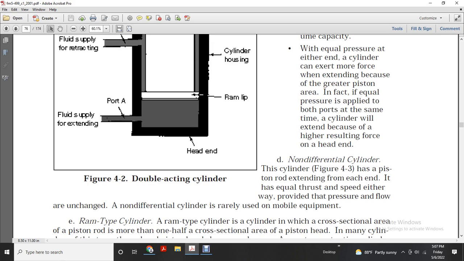Non-differential cylinder. Figure 4.3 has a piston rod extending from each end, so it has equal thrust and speed either way, with the pressure and flow unchanged. Non-differential cylinders are rarely used for mobile equipment.